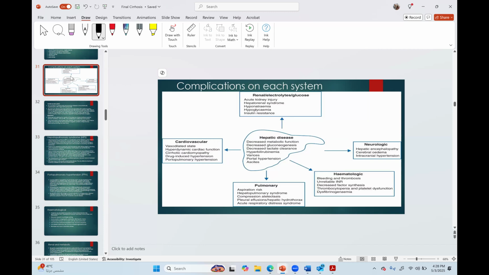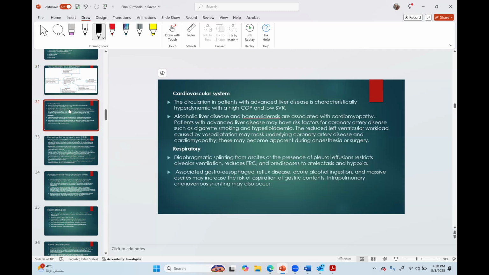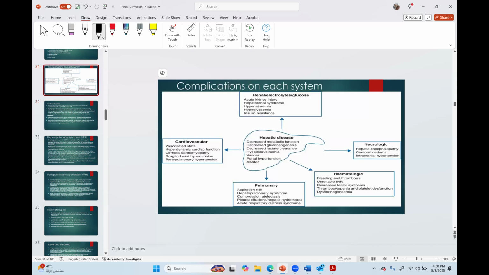Now we will further explore some of these. What will be the symptoms in the cardiovascular system? High cardiac output and hyperdynamic circulation are objective findings. What will the patient tell with reference to the cardiac system? There may be signs and symptoms of heart failure, palpitation, chest pain from coronary artery disease. What else occurs in the cardiovascular system? Vasodilated state, hyperdynamic circulation, cirrhotic cardiomyopathy, drug-induced hypertension, portopulmonary hypertension, because it will have an effect on the cardiovascular system. Why am I going this way? We are trying to correlate the symptoms with the pathology, and what we are going to ask in the history.